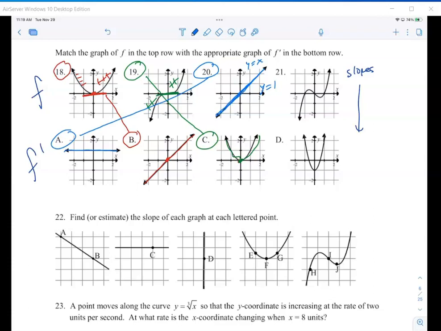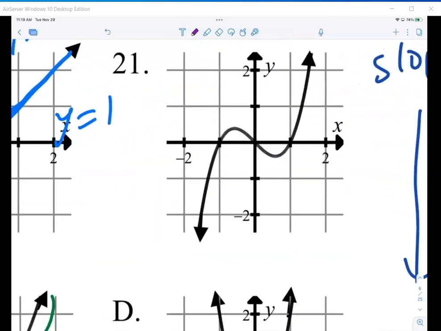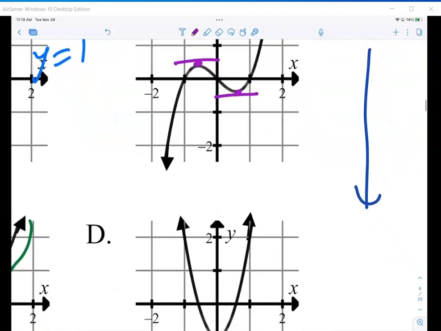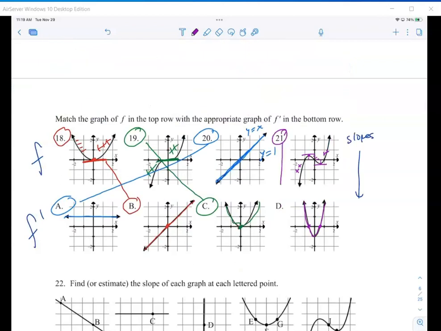And then this, let me show you how I would do this one. Okay, so look guys, boom, boom, those are your zeros. So that's going to come down and be a 0 and a 0. And then I have positive slopes, which translates to above the axis, negative slopes below the axis, positive slopes above the axis, right? So 21 is going to match up with D. Okay?